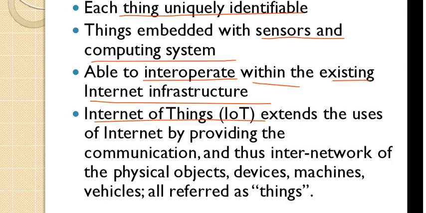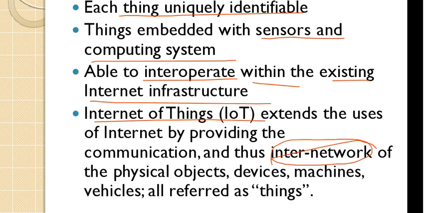So IoT is one of the compositions or one of the subsets of the large or vast range of the usage of the internet. Okay, so Internet of Things extends the use of internet by providing communication and thus internetwork of physical objects. So this is a very important point to be noted again, internetwork of physical objects. I will tell you what exactly is the meaning of this. Devices, machines, vehicles. See, when I speak about machines and vehicles, see where we have gone now. We have gone into the public domain, right? So all referred to as things. So this is another way how you can have the definition of the Internet of Things.